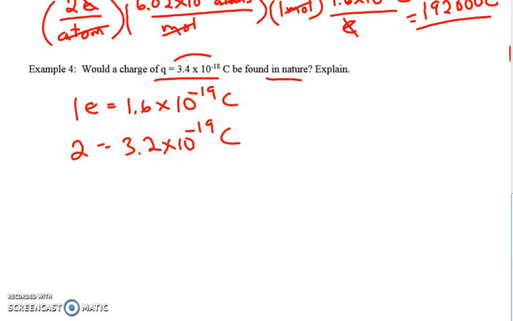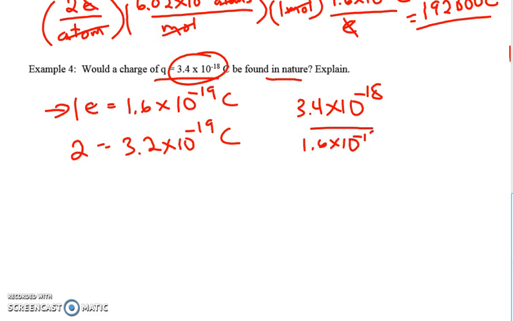So if I got this charge and I want to know, can it exist, it has to be a multiple of that value. So what I can do is take 3.4 times 10 to the negative 18th divided by 1.6 times 10 to the negative 19th. And if I get a whole number, then I'm good. If I don't, then it can't exist. So this comes out to be 21.25. You can't have a fraction of an elementary charge, so that charge is not allowed. If I take 21 times this, then that value is allowed. So we'll do a little bit more with that later.